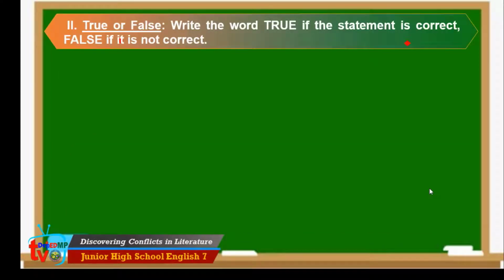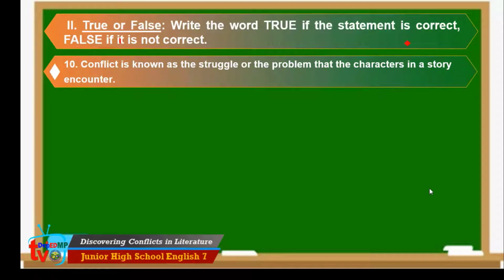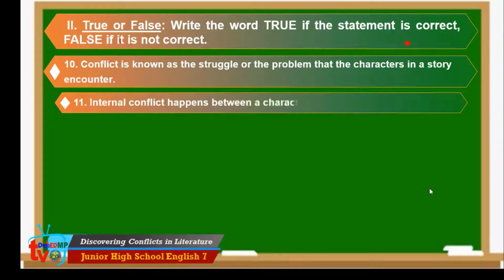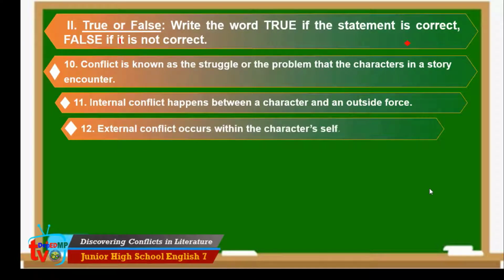The second part is true or false. Determine whether the statement given is true or false. Write the word true if the statement is correct, false if it is not correct. Number 10. Conflict is known as the struggle or the problem that the characters in a story encounter. Number 11. Internal conflict happens between a character and an outside force. Number 12. External conflict occurs within the character's self.